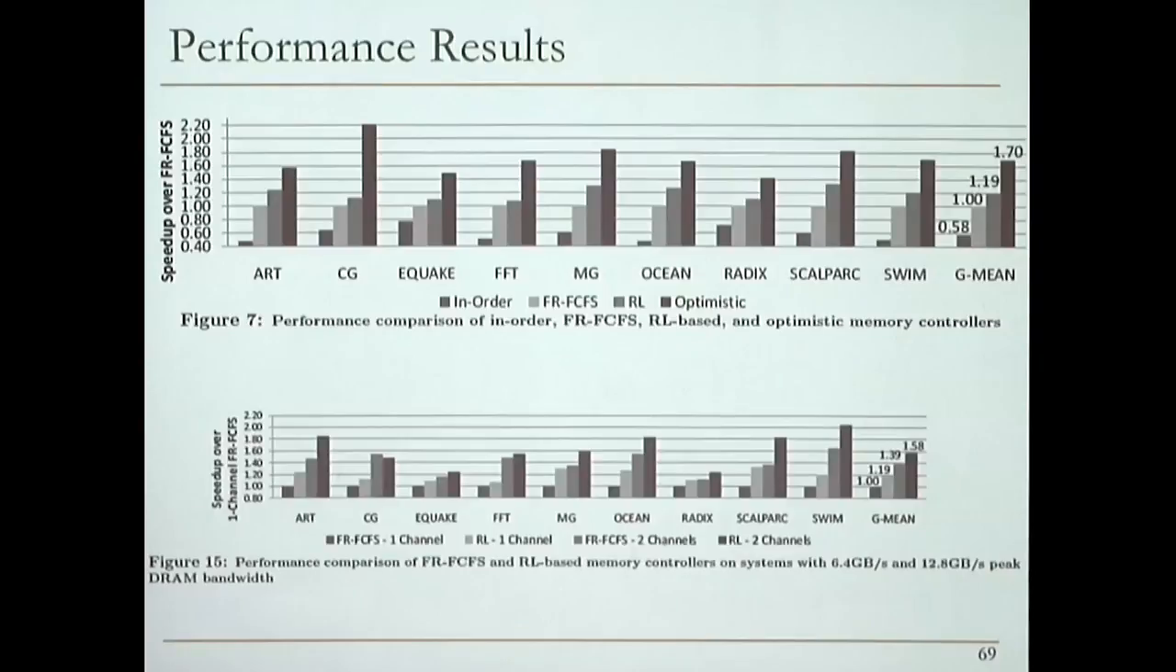Optimistic means if you're magically able to get rid of all of the timing constraints, except for the data bus. So here, the data bus is the constraint, but all of the other timing constraints are gone, which is good, right? Then you would get 70% performance improvement compared to first ready, first come, first serve. So that gives you the headroom, but it's probably not achievable, because how are you going to get rid of the timing constraints, right? And the RL-based, reinforcement learning-based scheduler actually provides you about 19% performance improvement compared to first ready, first come, first serve, which is not bad. I think it's not easy to obtain that sort of performance improvement.